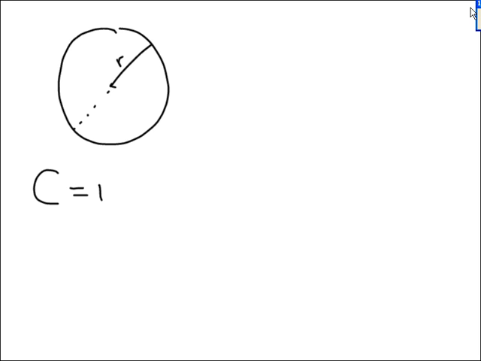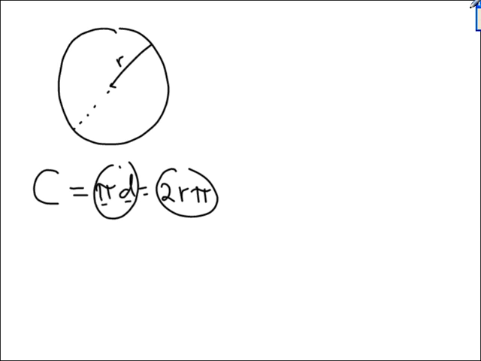In this section, we talked about the circumference of a circle and arc lengths. You have a circle of radius r. If you double it, you get the diameter. The circumference, C, is always pi times the diameter, and the diameter is 2r, so it's 2r times pi. So we have two formulas to find the circumference of a whole circle.